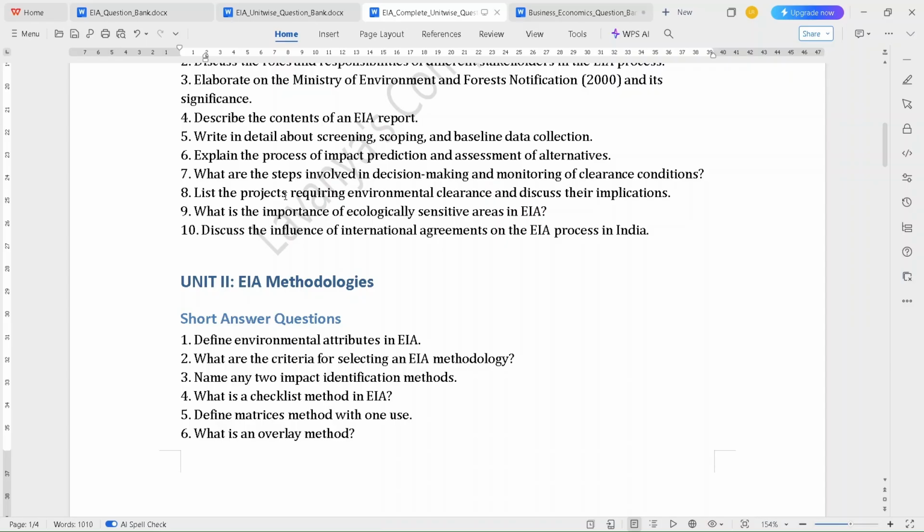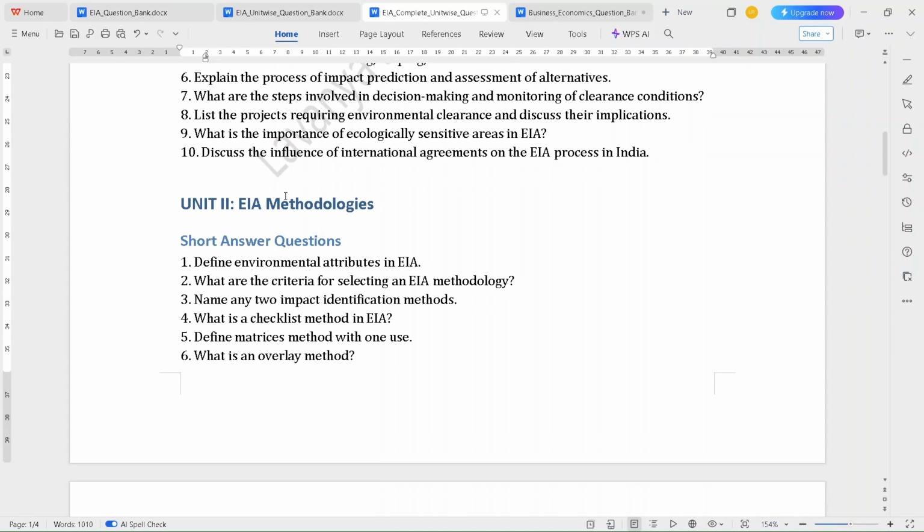List the projects requiring environmental clearance and discuss their implications. What is the importance of ecologically sensitive areas in EIA? Discuss the influence of international agreements on the EIA process in India.